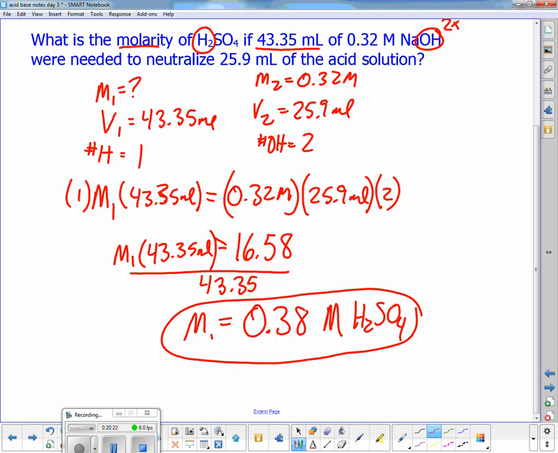So if it's just 1-to-1, if there's one hydrogen to one hydroxide, I just throw it in M1V1 equals M2V2.